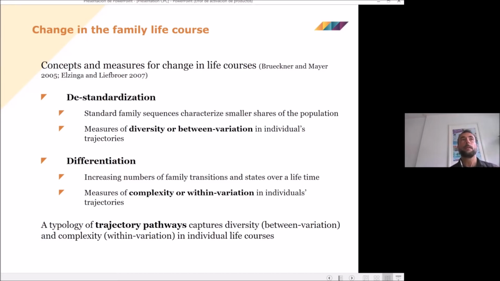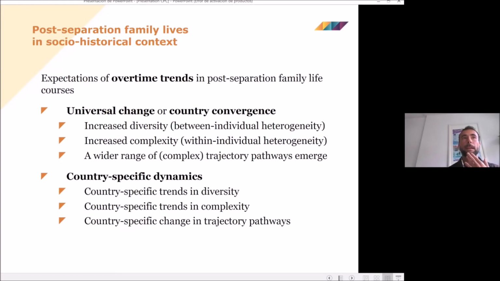We will also address how these changes in complexity and diversity translate into variations in the distributions of the typology of pathways I have shown you before, because these pathways already combine both aspects, the diversity and the complexity in life courses. So now that we have an idea of what we are going to measure in change, we can set the empirical expectations on the over time trends. So evidence for universal change can be in the form of increased diversity, increased complexity, and a wider range of more complex trajectory pathways in recent periods across all countries. And in contrast, if we observe country-specific trends in diversity, complexity, and in the change in trajectory pathways, then our evidence will be more suggestive of country-specific dynamics.